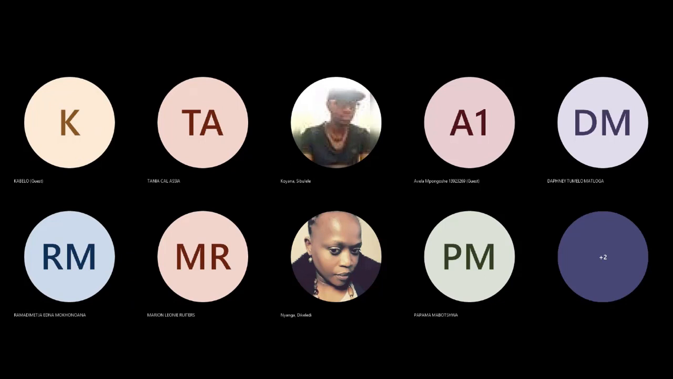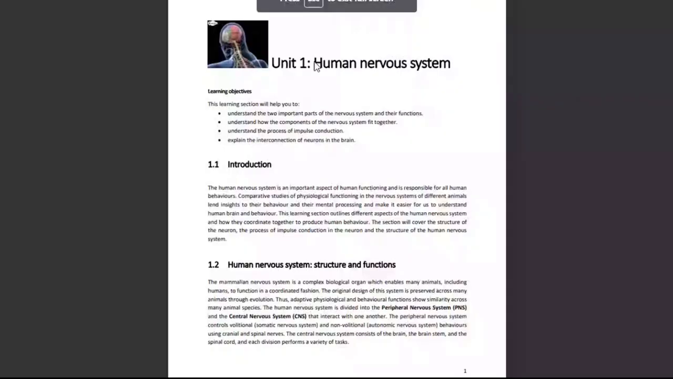So today we are doing the human nervous system. The human nervous system is divided into two. We have impulse conduction as well as the structure of the brain and functions in the brain. That's what we'll be doing today. And I hope you have already submitted your assignments.